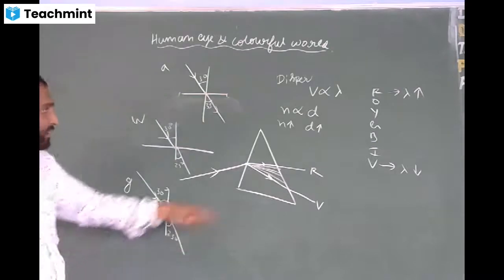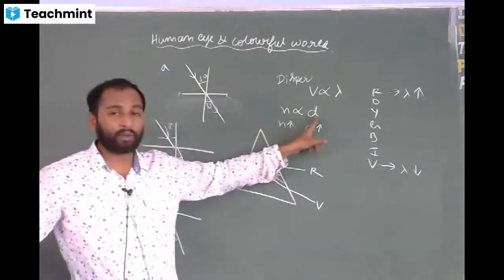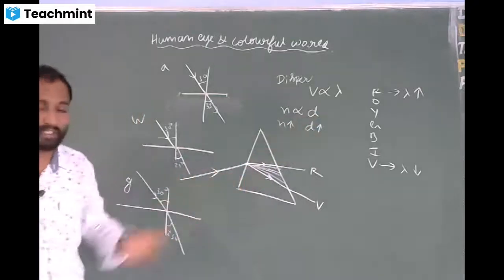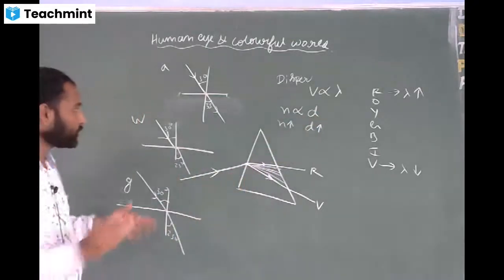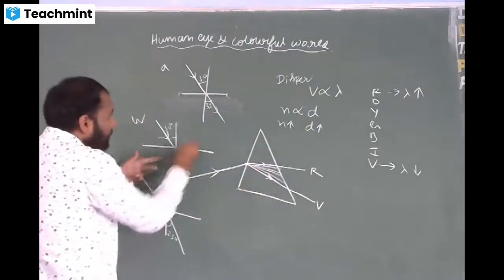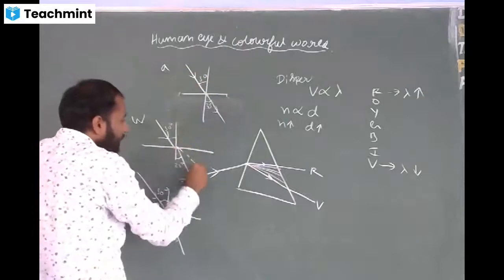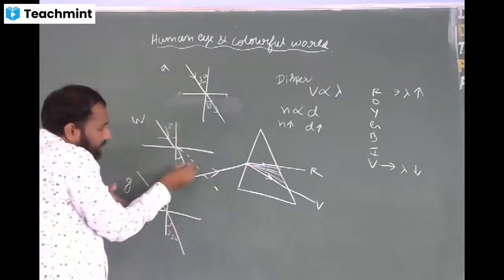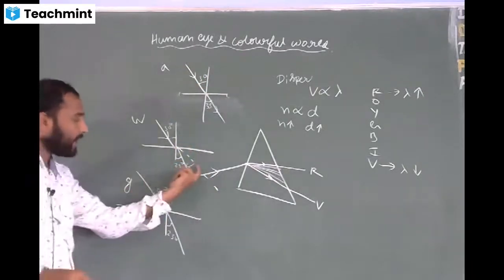So what is happening? Refractive index is directly proportional to deviation. What is deviation first? You should know what deviation is. Light, instead of following this path, has deviated this much. This is what we call the angle of deviation.